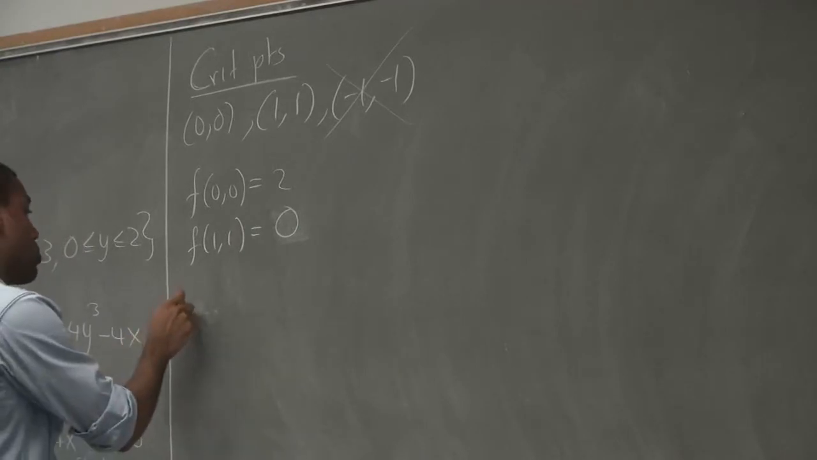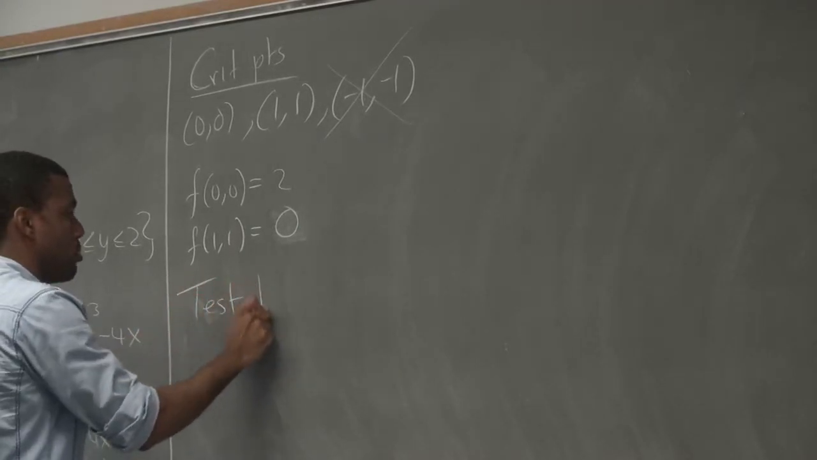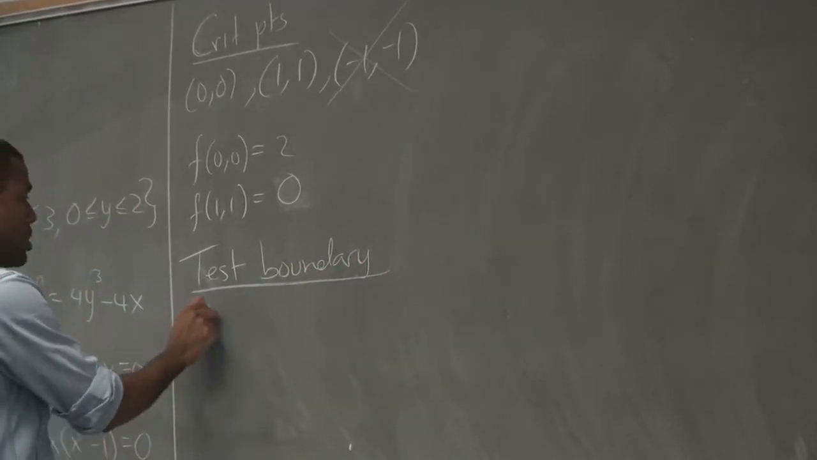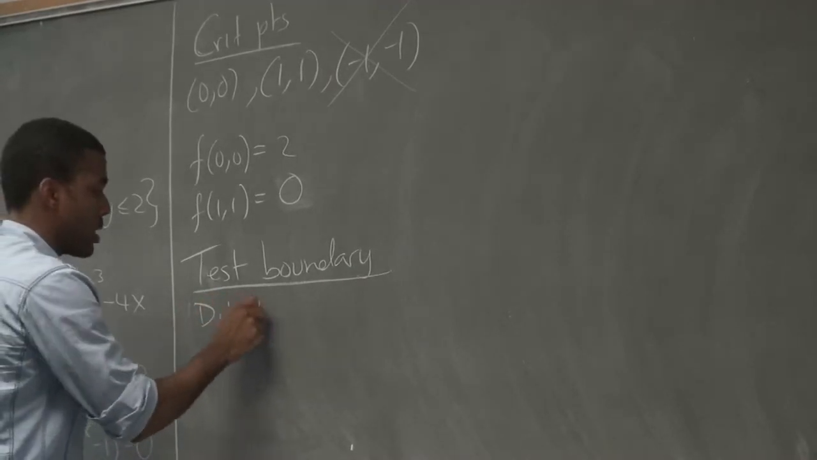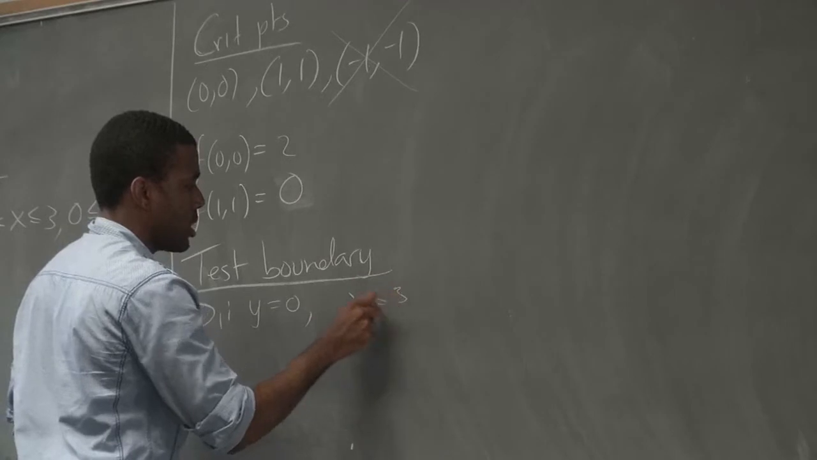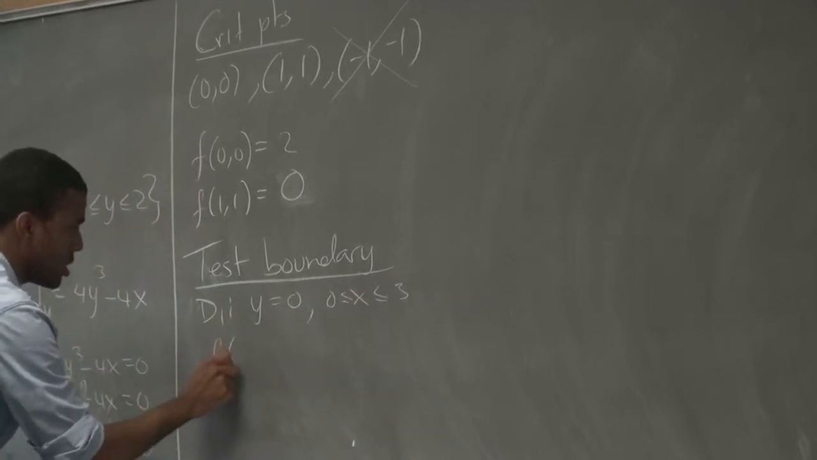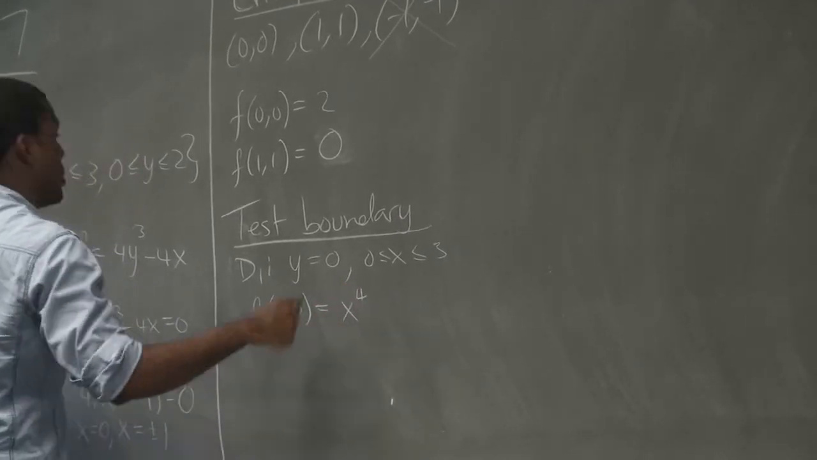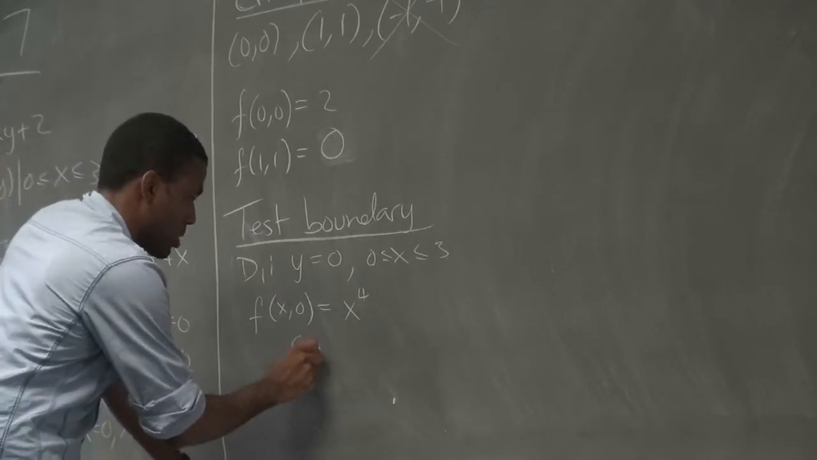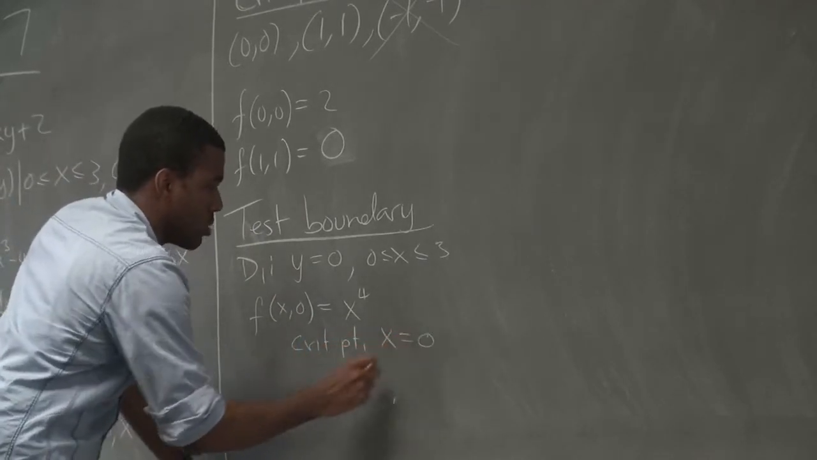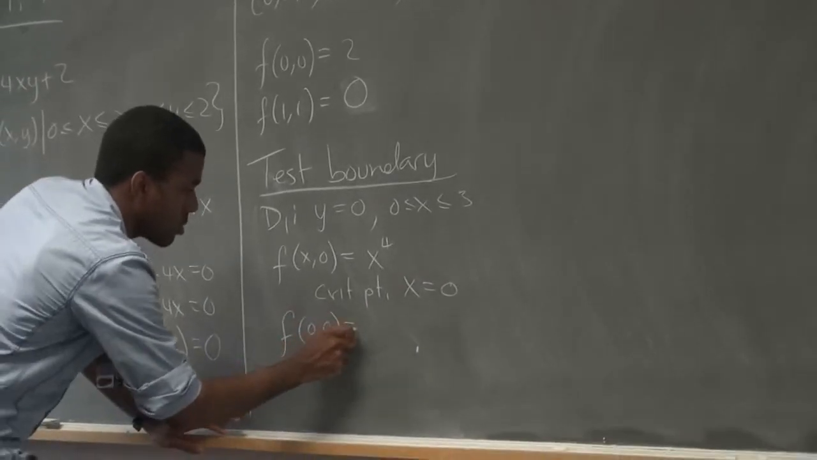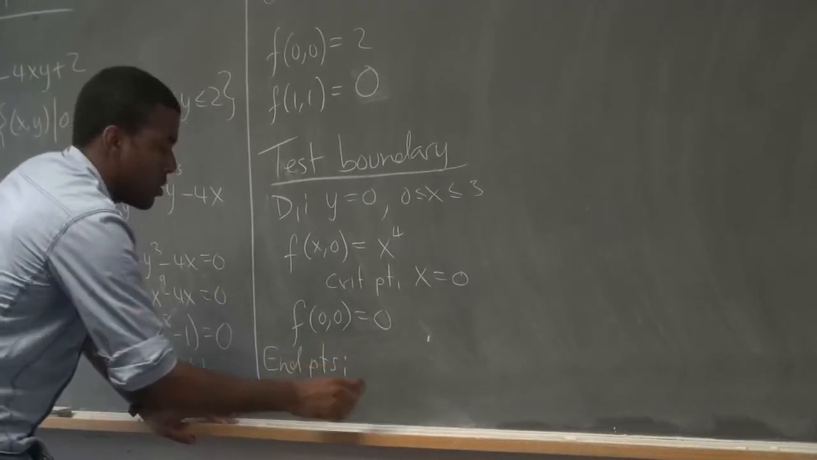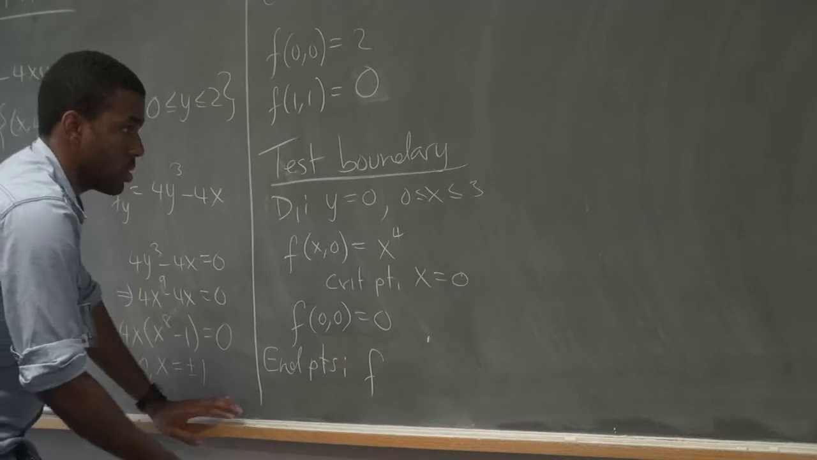Okay, so now we also want to test the boundary. So let's look at D1. For D1, I know my y equals 0, where my x ranges between 0 and 3. So the function here is f of x, 0, which is going to be x to the 4th. And that's it, right? So a critical point is x equals 0. So I'm going to get f of 0, 0. The endpoints are going to be when x is 0, I get f of 0 is 0, and when x is 3.